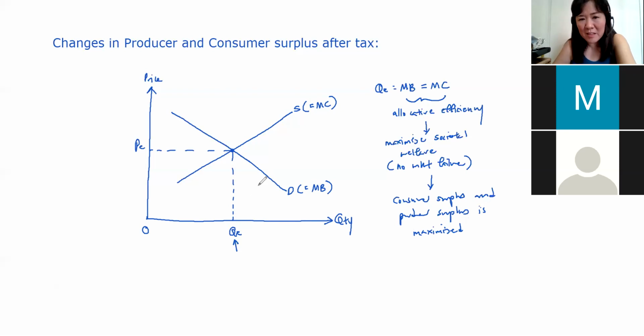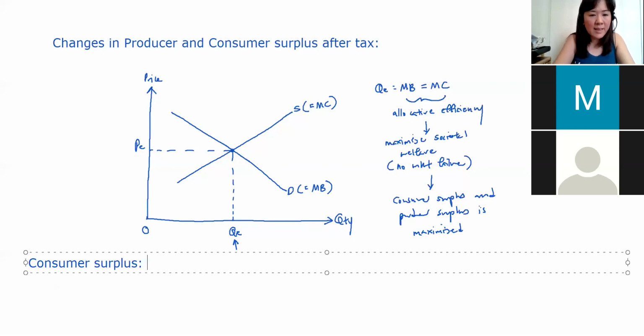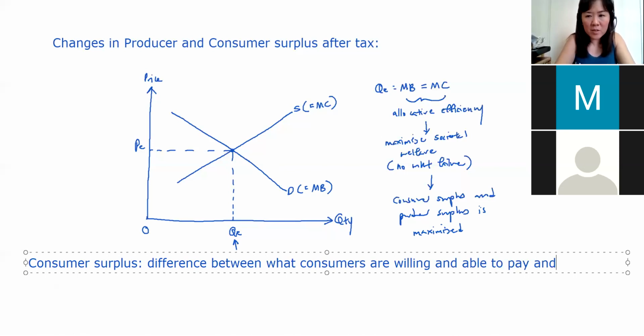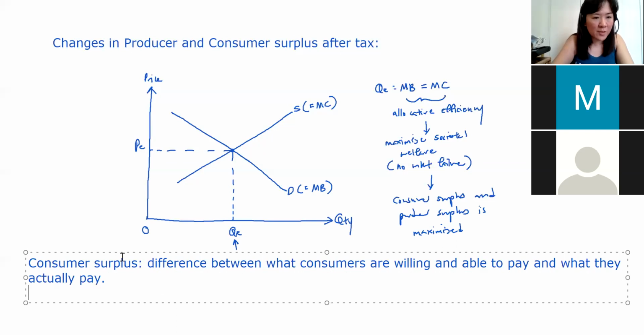Consumer surplus, let me just write this down so that you can review it on your own as well, in case you're not so familiar with that and you can make a reference, is actually the difference between what consumers are willing and able to pay and what they actually pay. So this is consumer surplus.